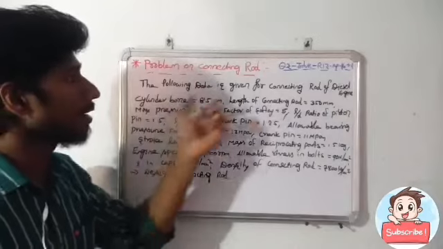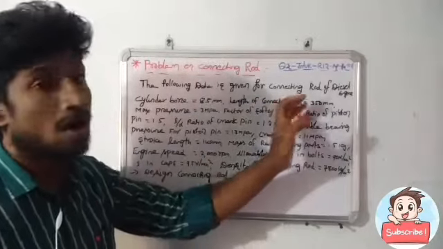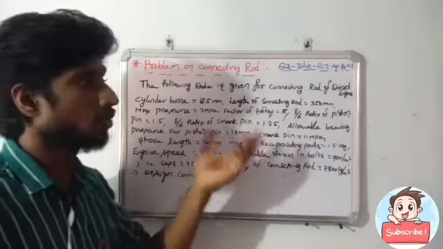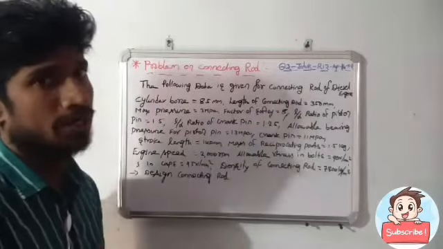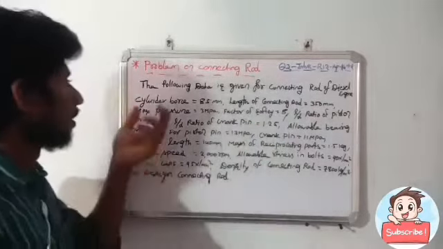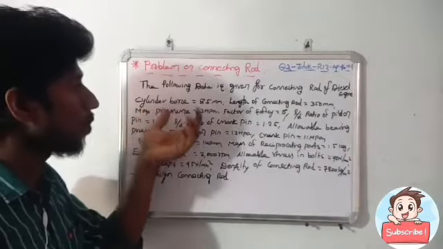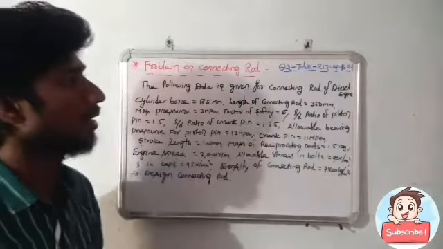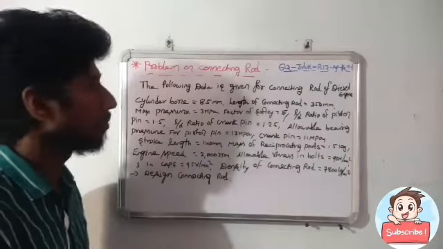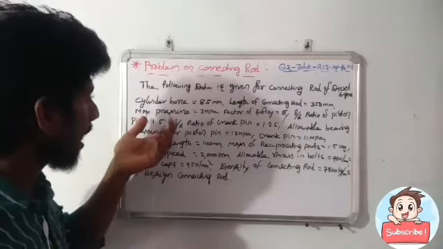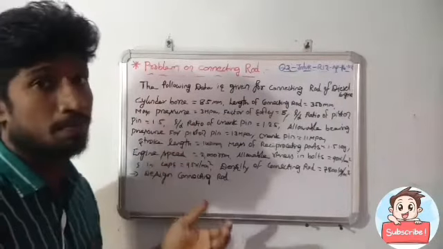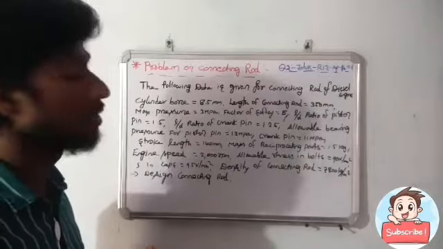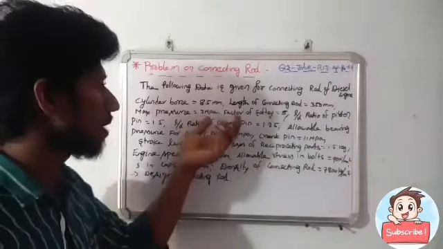The following data is given for the connecting rod of a diesel engine. That means the provided data is related to a diesel engine connecting rod. Here is a cylinder bore equal to 85 mm and length of the connecting rod equal to 350 mm, and a maximum pressure, that means the pressure developed inside the cylinder, equal to 3 megapascal.